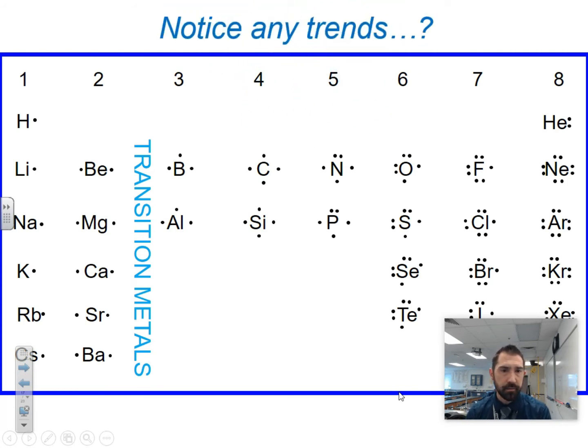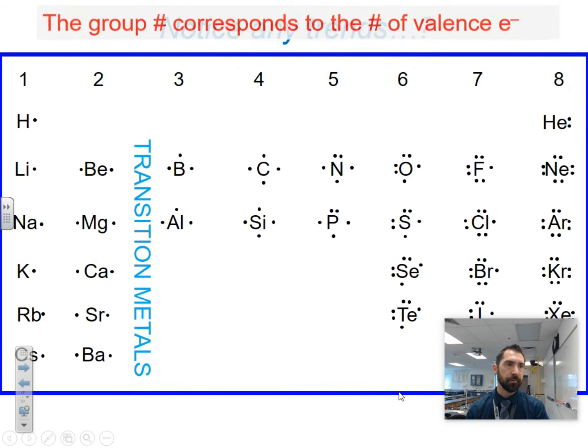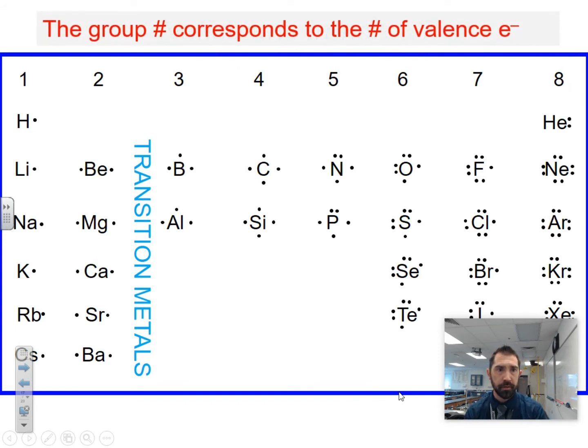Any trends? Well, I've told you a bunch. I know this is in red, but just realize the group number. Again, we had you go 1 through 8 only, skipping the transition metals. Group number corresponds to valence electrons. If you know that, it's going to make your life much easier. You can just look at position on the periodic table, and you'll know that sulfur has 6, or chlorine has 7, or silicon has 4.